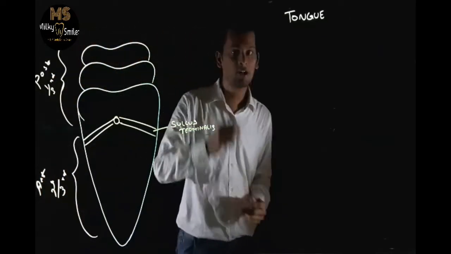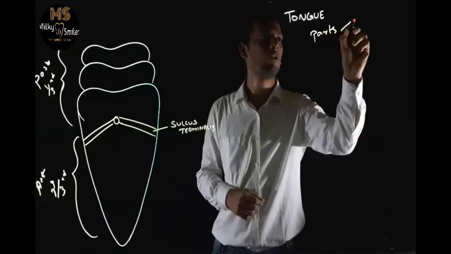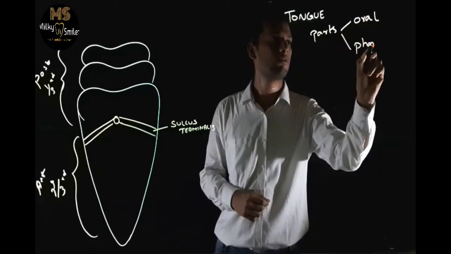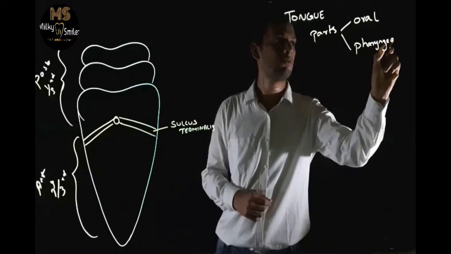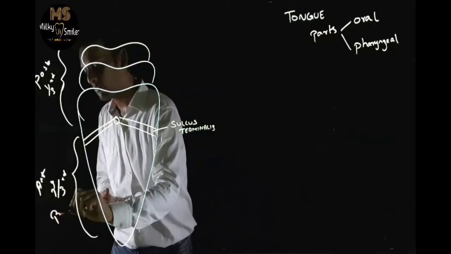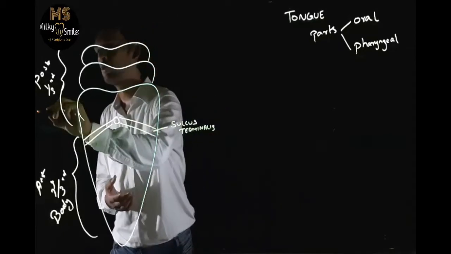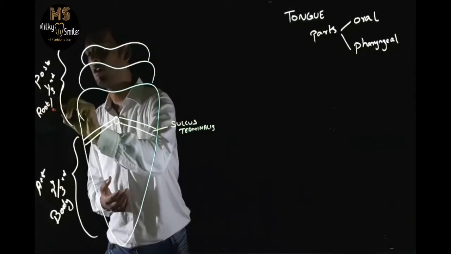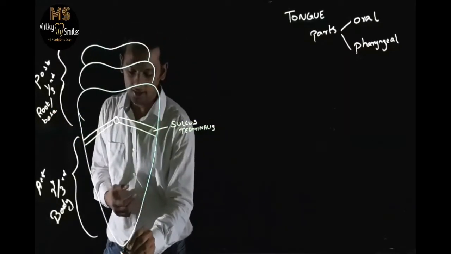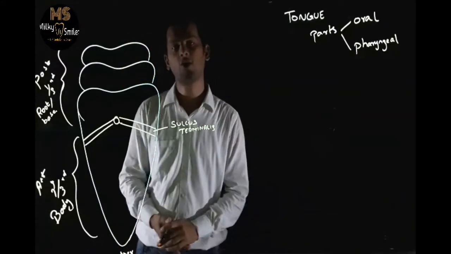Okay, so this anterior 2/3 and posterior 1/3 can further be divided into oral part and pharyngeal part. The oral part of the tongue constitutes the body of the tongue, while the pharyngeal part constitutes the root or base of the tongue. And again we have the apex or the tip of the tongue in the forward position.